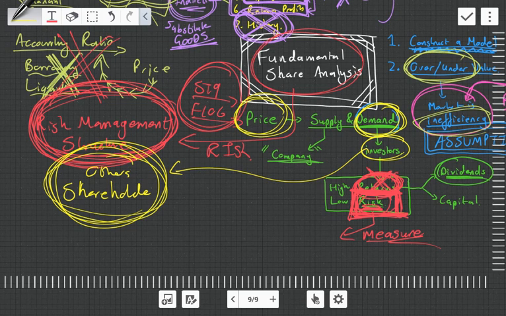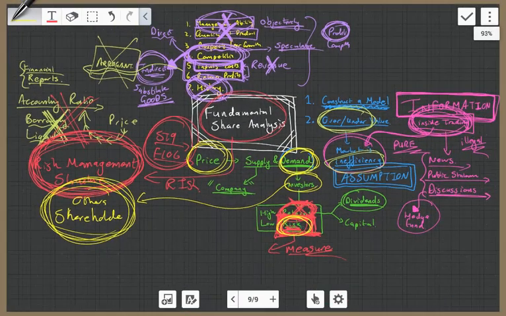But you have to be creative. You have to look at the things that other people aren't looking at. And these things are generally more difficult to look at, hence why they don't look at them. And that is risk management and the other shareholders, rather than trying to figure out the accounting ratios and going from a very standard fundamental share analysis.